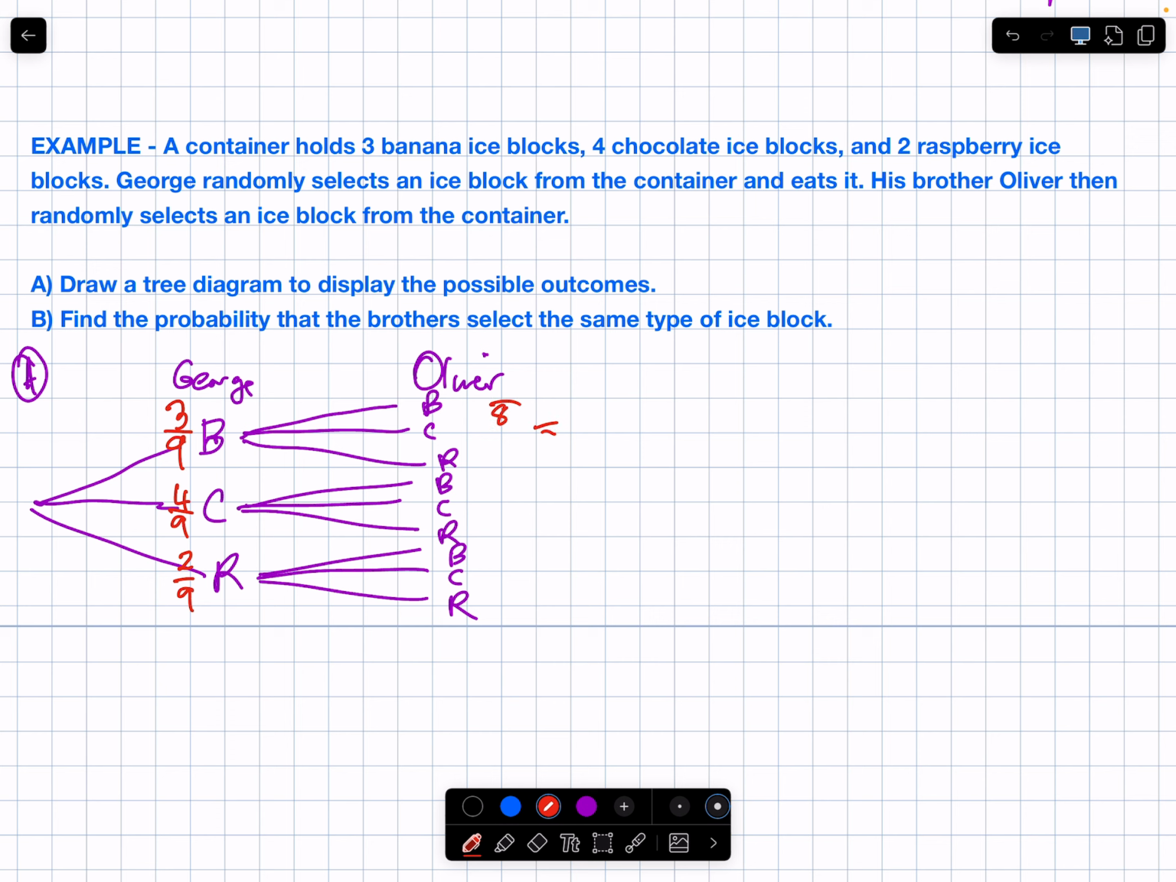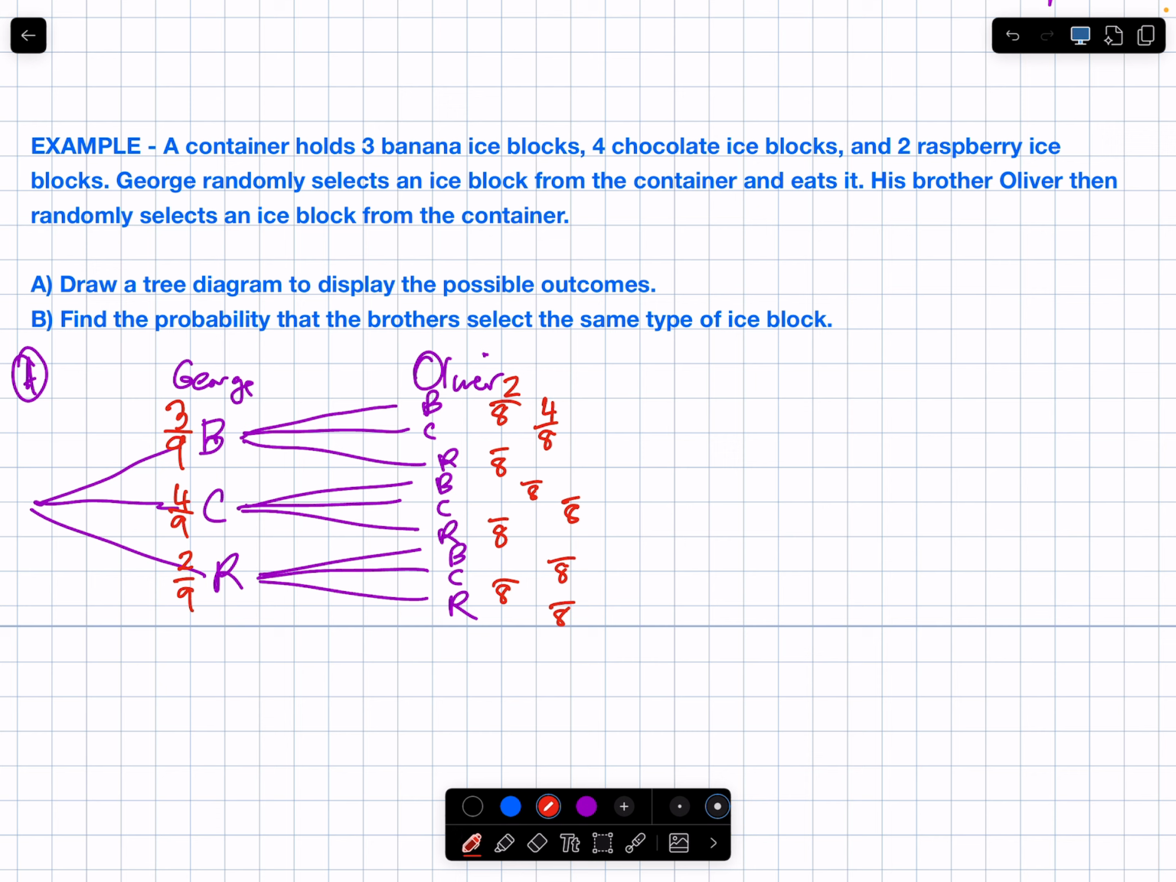There's not much space here, so my bad. But you're going to have to deal with that too. I'm just going to do them vertically in order. Over 8. Over 8. Over 8. If George selected a banana, how many bananas would there be to choose? 2 over 8. 4, 2, because the 4 is not banana.